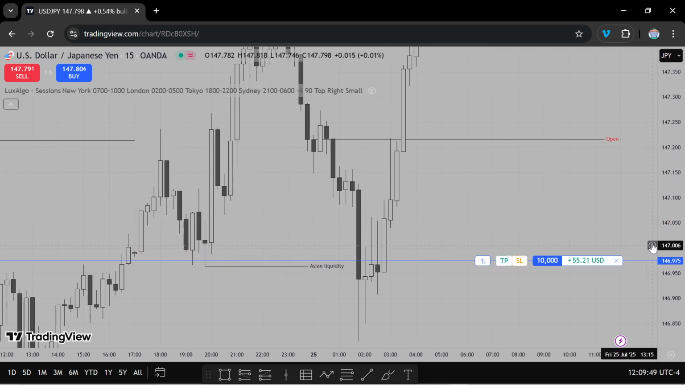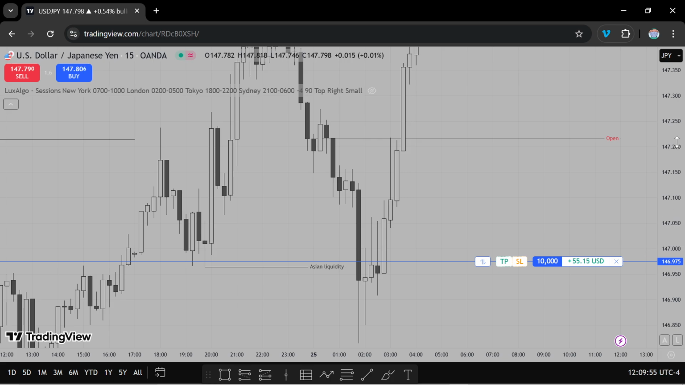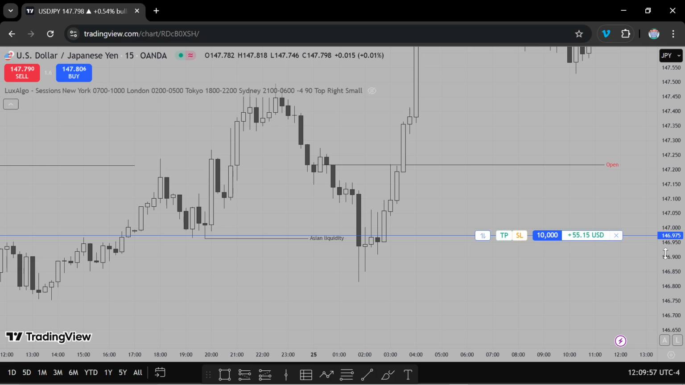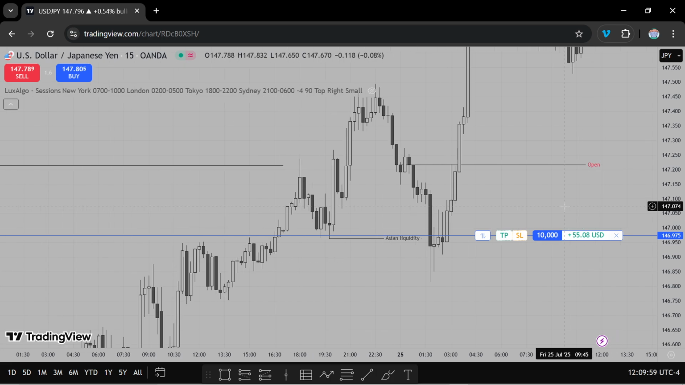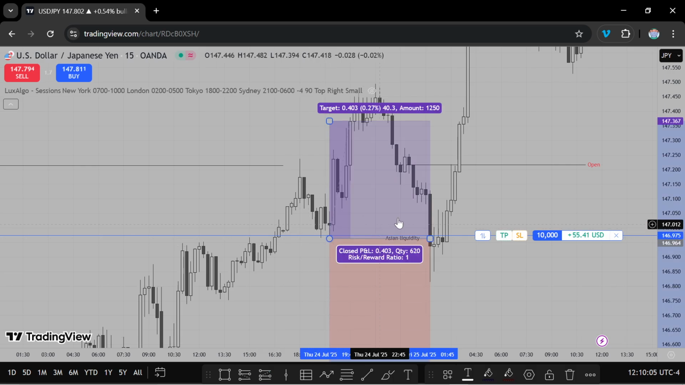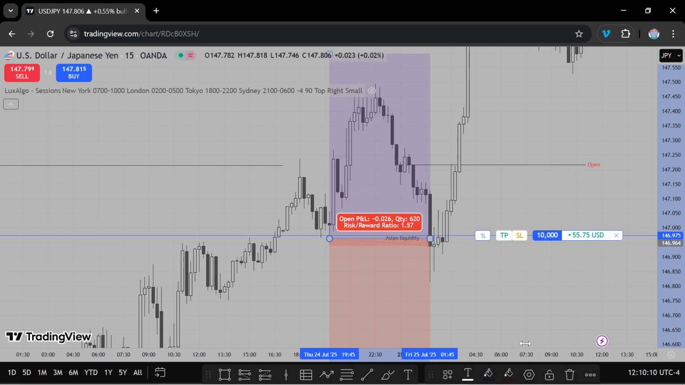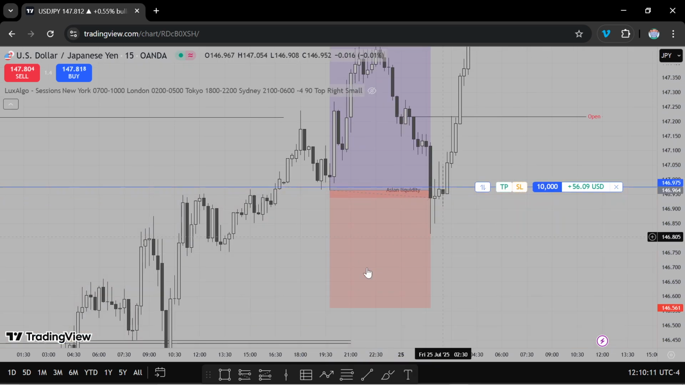And now the most important thing is the entry. So for me, I entered off of liquidity. There are so many ways that you can enter after you do your homework. There's so many ways you can enter the market.